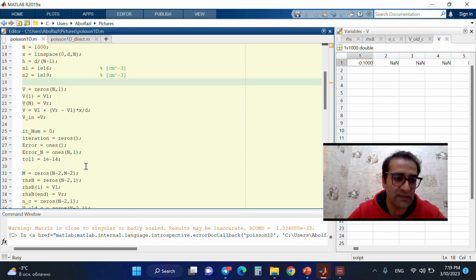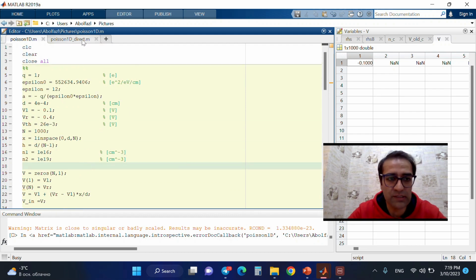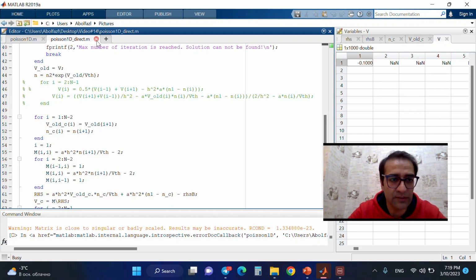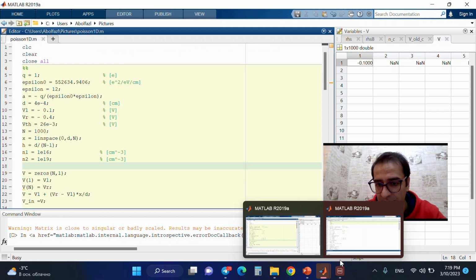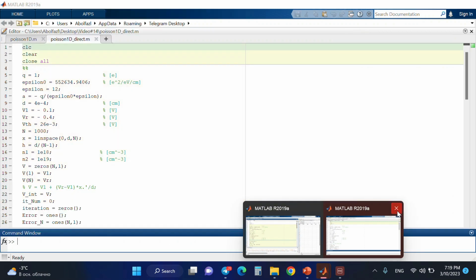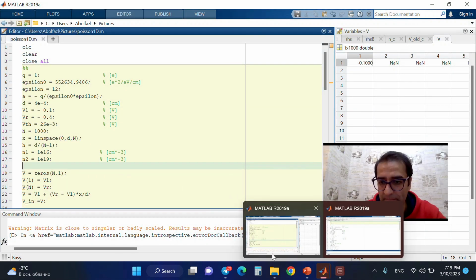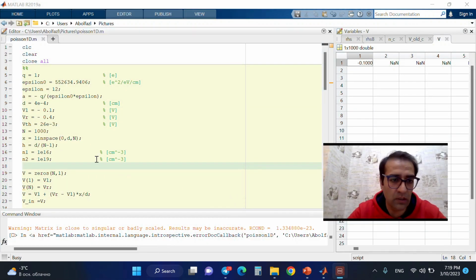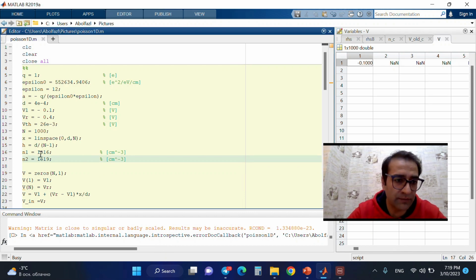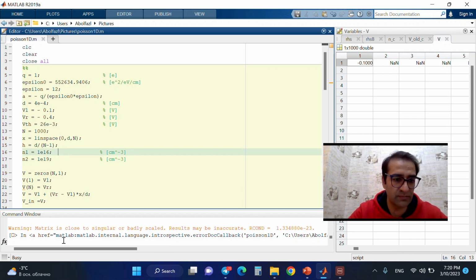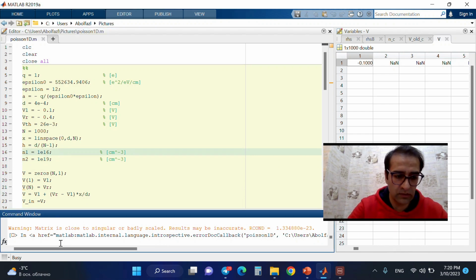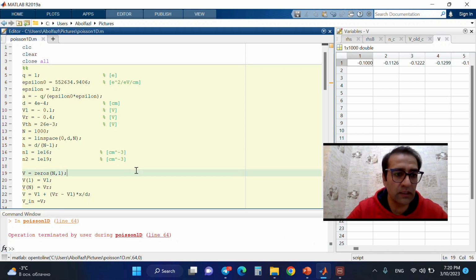If you notice here, I don't know what's happened. There's another MATLAB here. Let me close this one. Okay, one more time. When N1 is 1E16, press F5. This is busy. Why? Control C. Okay.